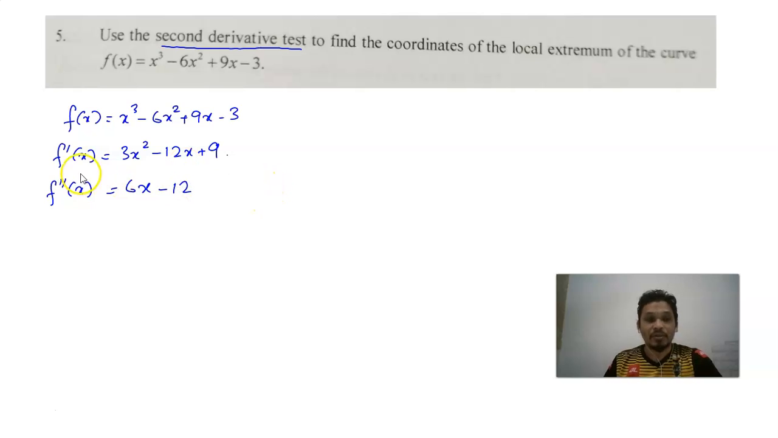Okay, so from the first derivative test, we are going to find the value of x. Let f prime of x equal 0. Because it is x cubed, the graph, let's say this is the x-axis, will be something like this, or maybe this.